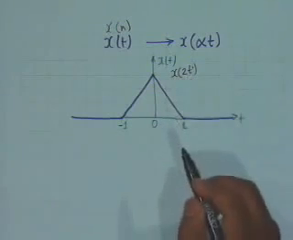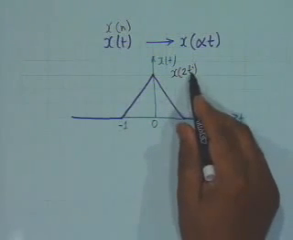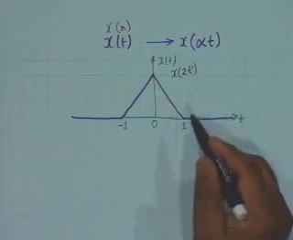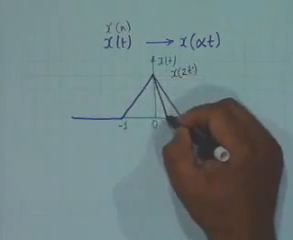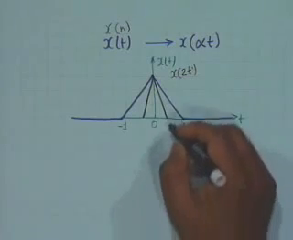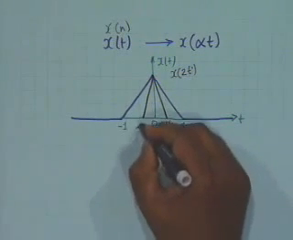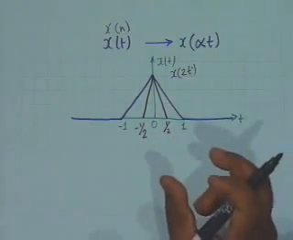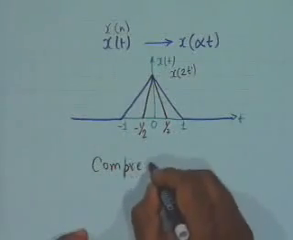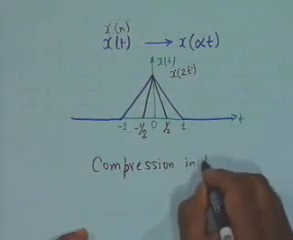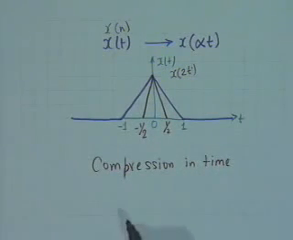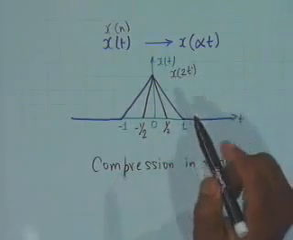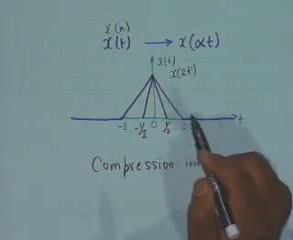Now x of 2t would be 0 when 2t is equal to plus 1 or minus 1, and therefore naturally the signal now shall look like this, where this value is half and this value is minus half. And as you see, x of 2t is a compressed version of x of t. This is called compression in time. This happens when t is multiplied by a constant which is greater than unity.